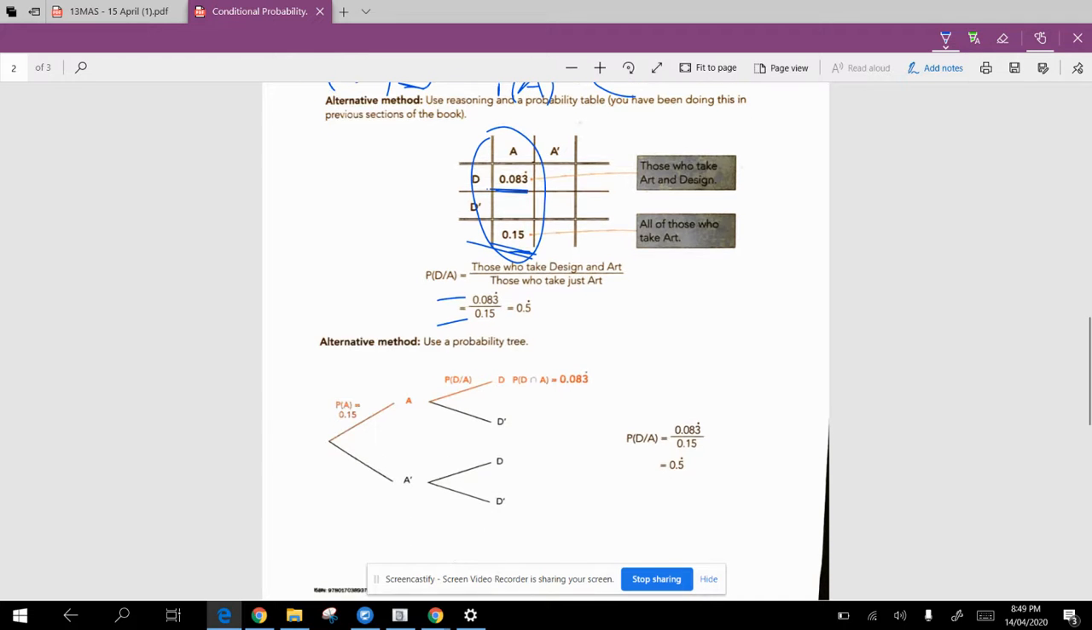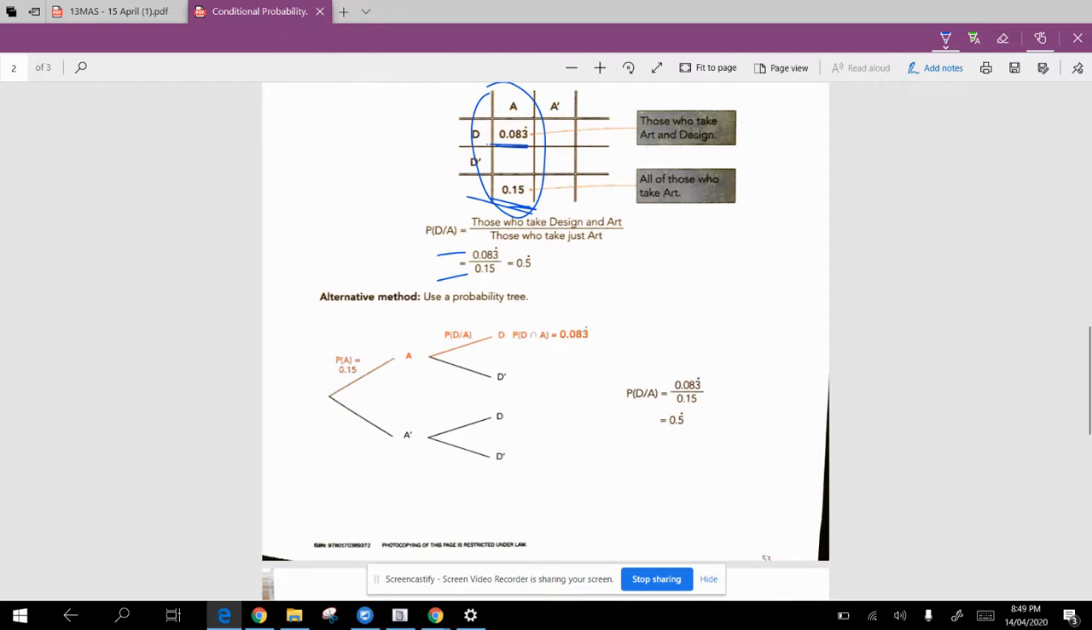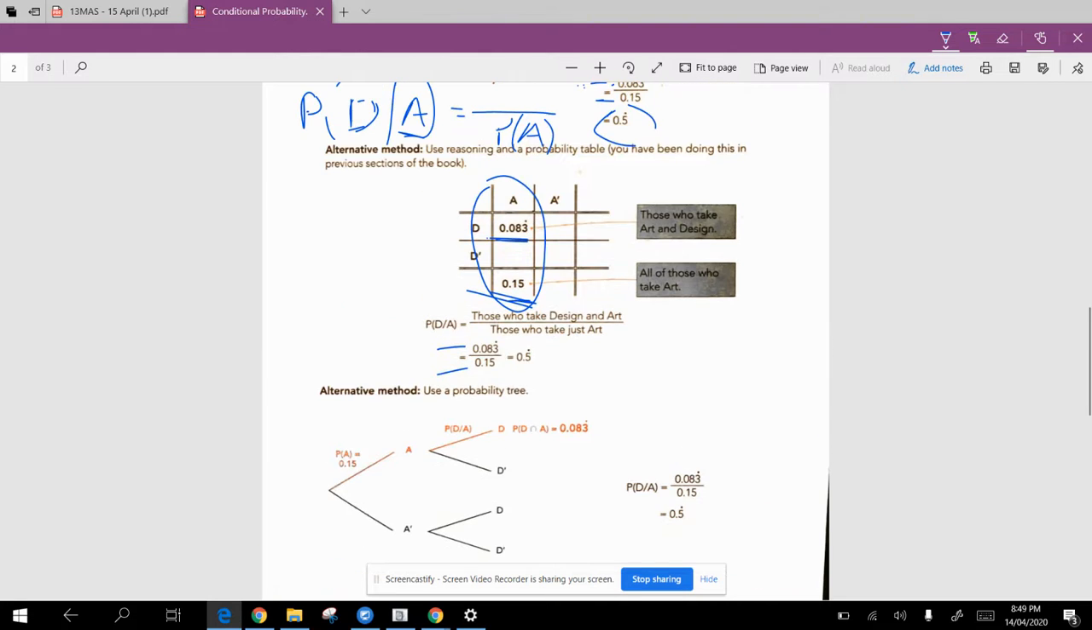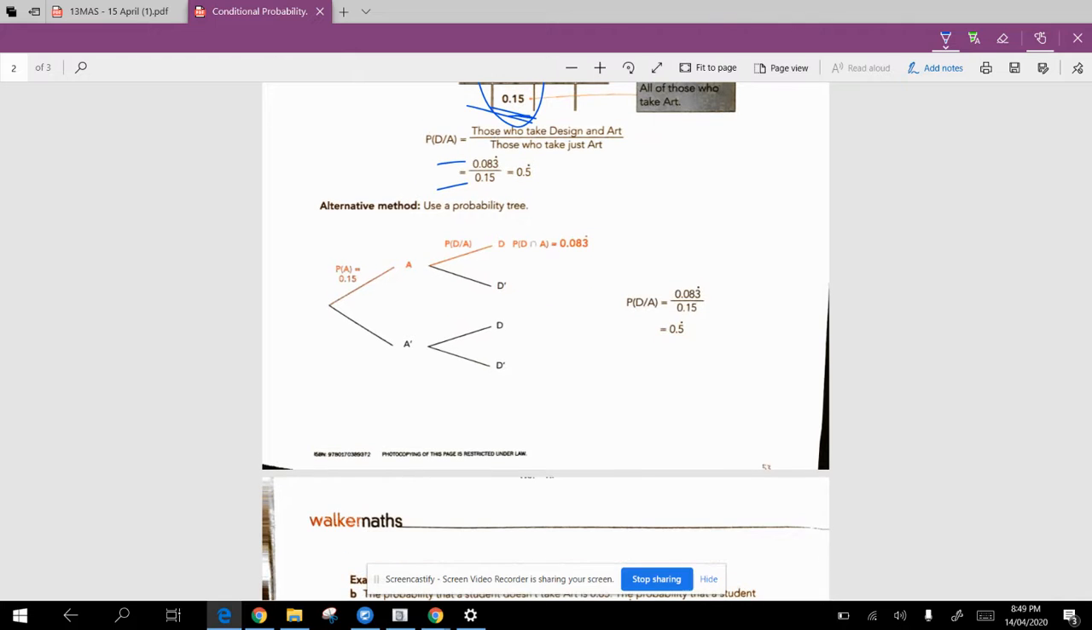Some people look at it by doing a probability tree. I personally find that just using the formula is okay, or using that two-way table like it is there. And all I've done is the same thing. So the probability that they do art first is 0.15. The probability that they do art and design is 0.083. So the probability that they do design, given that they do art, is that number divided by that number. And that's where the 0.5 comes from, 0.5 recurring, sorry.